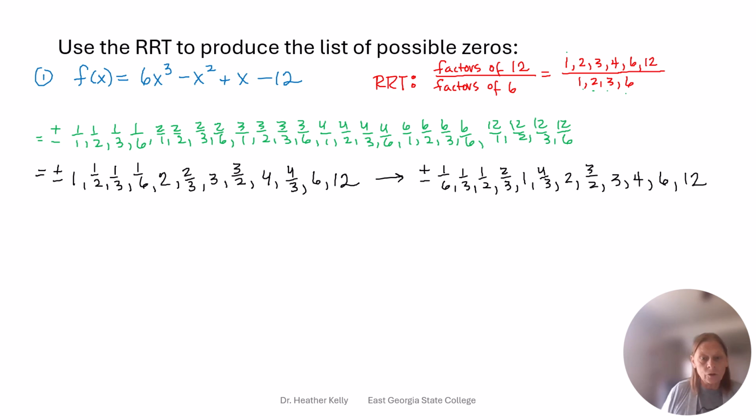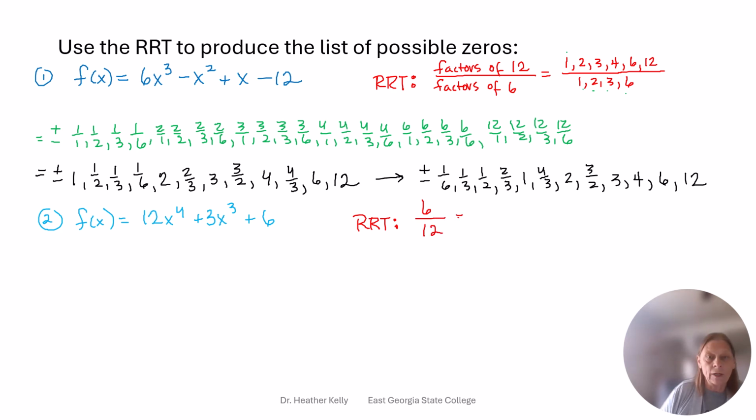All right, let's do another one real quick, and I'll give you one to do. f(x) is equal to 12x to the 4th plus 3x cubed plus 6. Okay, so here we're going to do our rational root theorem. Here we're going to have the factors of 6 over the factors of 12. The factors of 6 are 1, 2, 3, and 6. Of course, we just did this, but notice I wanted to make sure you saw it was different. 1, 2, 3, 4, 6, and 12.